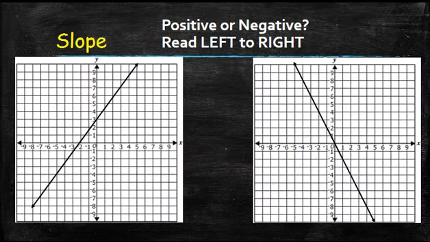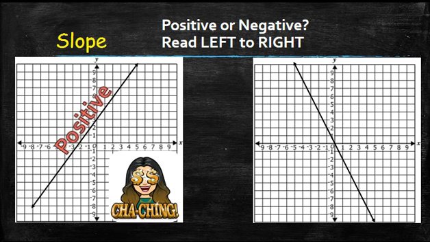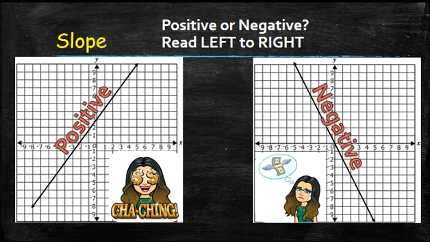First, let's take a look at slope. The first thing we need to know is if slope is positive or negative. We read slope left to right, just like we do words. One way I like to think about it is like your bank account. If it's going up, that's a good thing, that's positive. Now, if your bank account's going down, that's bad, that's negative. That helps me remember which way is positive and which way is negative for our slope.